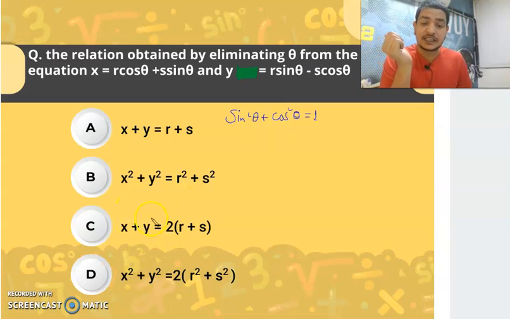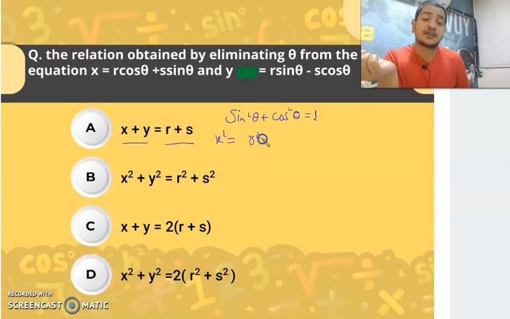Here we can see, let's check with the options. Okay, so x plus y, or x minus y. If we are adding this one, we can't get sin square theta plus cos square theta, and we can't eliminate this one. In order to eliminate this one, we have to square this one, and if we are squaring this one, we are getting what?